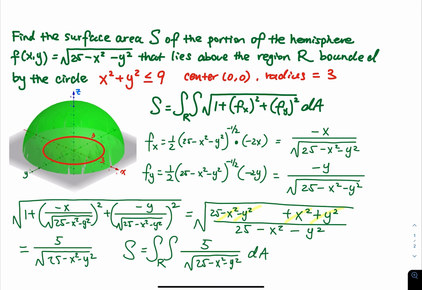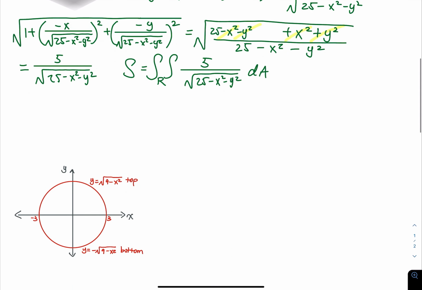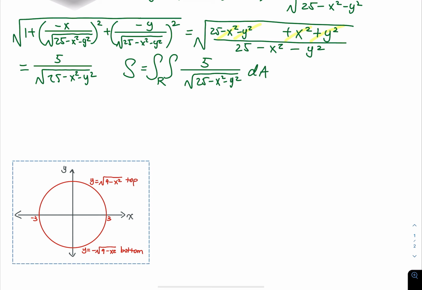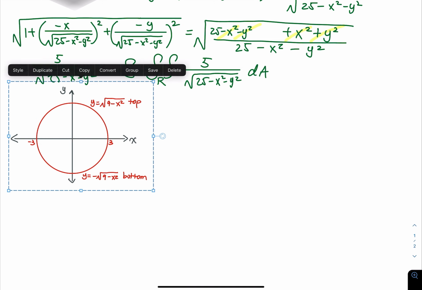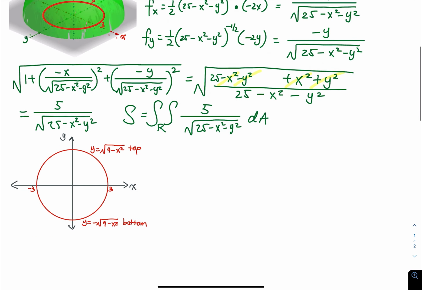x squared plus y squared is equal to 9. How do you graph the circle? One of the ways to do it is, let's pull this up. So we have x squared plus y squared equals 9, right? So that means y is equal to the square root of 9 minus x squared.